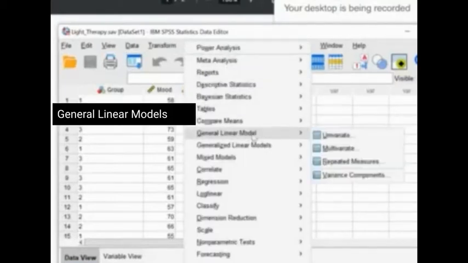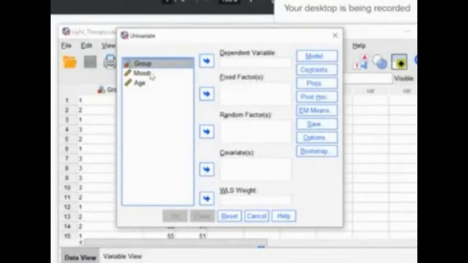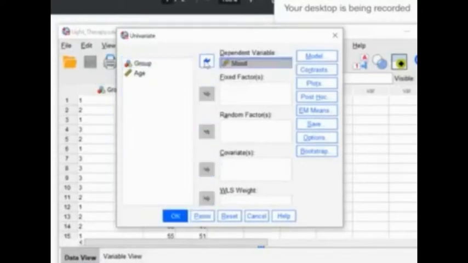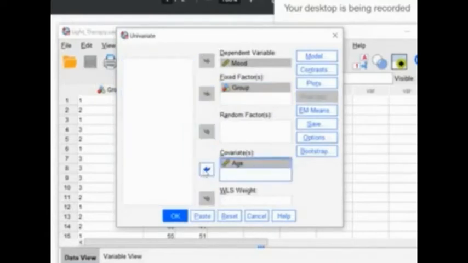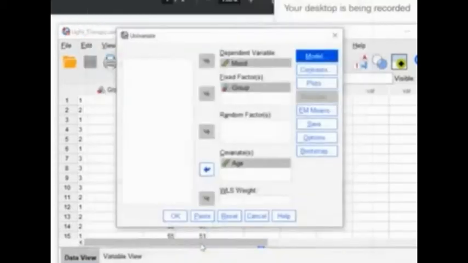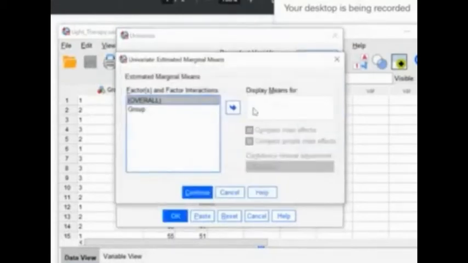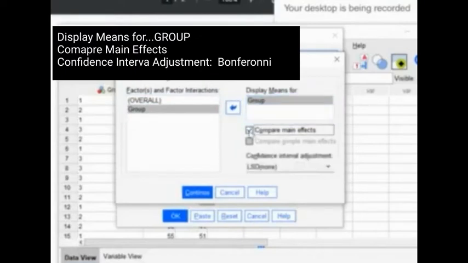So to run the ANCOVA, we'll go to General Linear Model, Univariate, and the mood is going to be the dependent variable because we want to see if the mood depends on the group, which is the fixed factor. But again, we want to enter age as a covariate to see if that is impacting, or to make sure it's not impacting. So we're going to look at our model and make sure that we have everything checked right, full factorial. And then we're going to go to the EM means and display the means for the group and compare main effects using the Bonferroni.